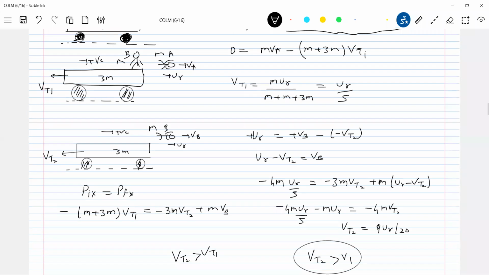So therefore, if a mass is ejected opposite to the direction of motion, then what happens to the speed of the system? The speed of the system will increase. If the mass is ejected in the direction of motion, the speed of the system will decrease. This is a major part of the conservation of linear momentum that you are studying.